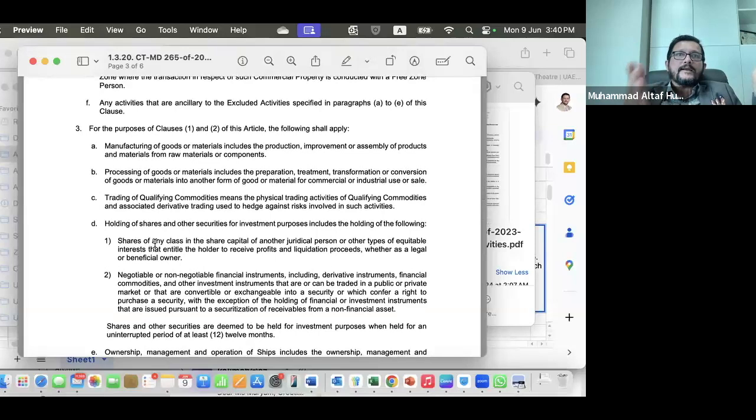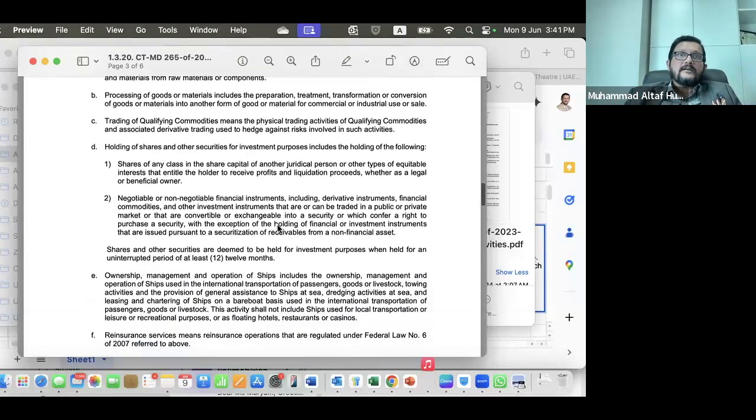The word "holding" itself indicates something, remember, holding companies. So those types are holding of shares and other securities for investment purposes. What does a holding company do? This is exactly what it does. It holds the shares of subsidiaries or associates, right?